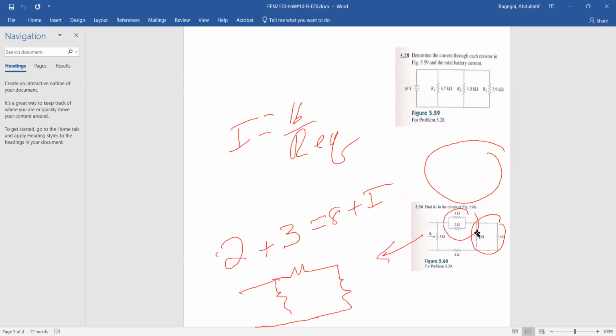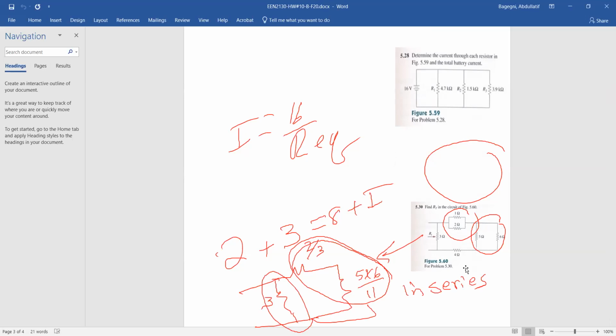So you combine 1 and 2, so it'll be 2 over 3, 2/3. And then you combine the 5 and the 6, so 5 times 6 over 11. Then you have the 3 here. So these two become in series. Then they become in parallel with the 3.